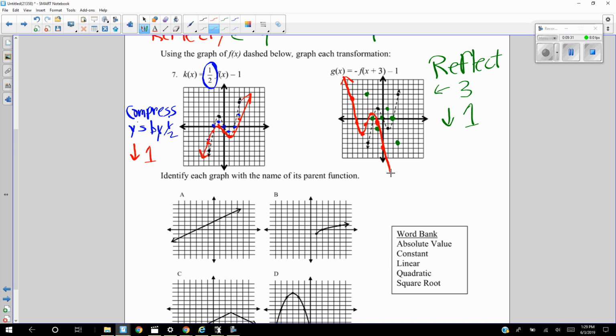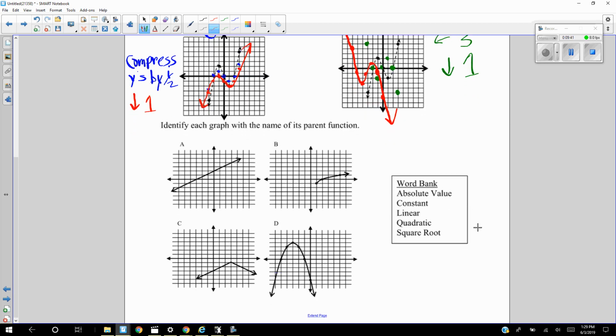Again, the shape of the function should not change, just where it's been has changed. I guess the shape's been changed a little bit because it's been reflected, but you still have the 2 humps just like the original. And the last section, you're just matching up the functions.